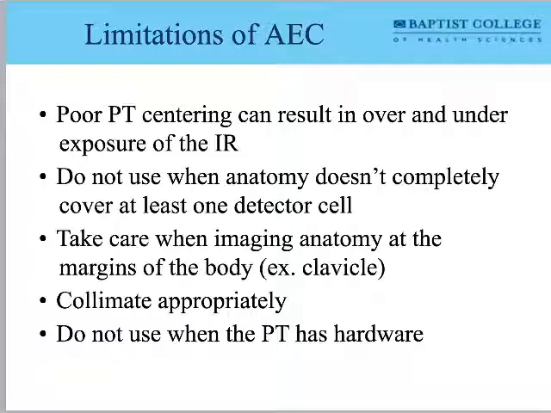So we can see there's a number of ways we can screw this up. We can just not be centered on the anatomy of interest. We could have the wrong photocell activated, that type of thing. All of those things generally are tied to underexposure. Is this mostly due to poor positioning? Poor positioning, patient discomfort, inappropriate use of the AEC itself.